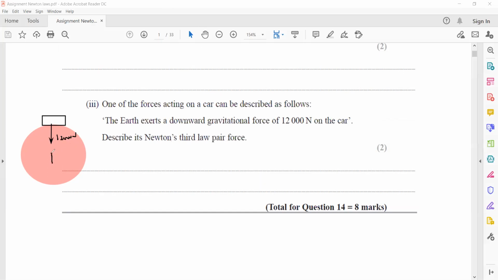The pair force will be 12,000 Newton by the car on the earth in the opposite direction. So the car exerts an upward force on the earth equal to 12,000 Newton. So that's called a Newton pair force. So forces always act in pairs.